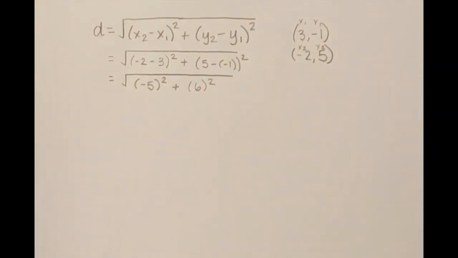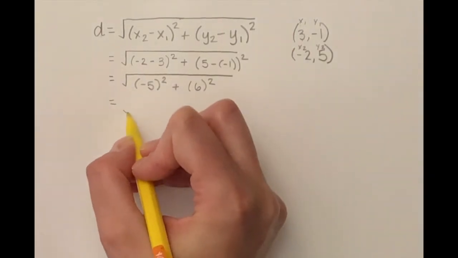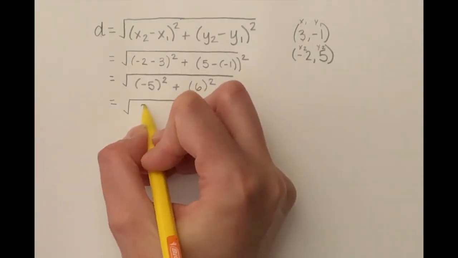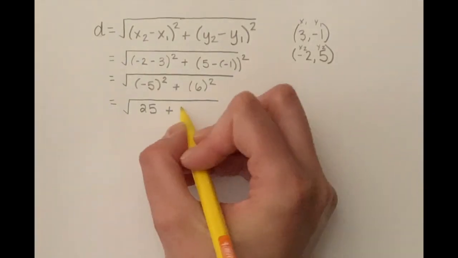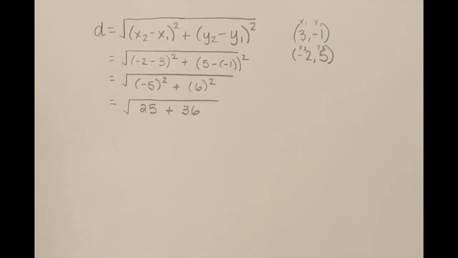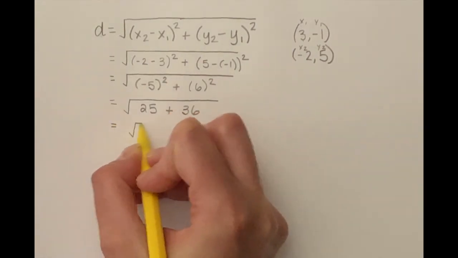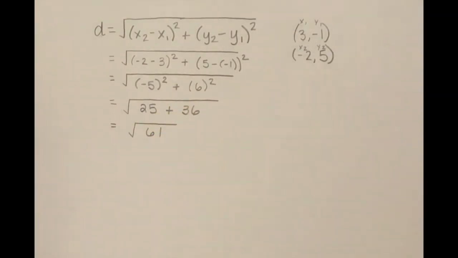So far, so good? Let's keep going. Now we're going to square what's inside of those parentheses. So the square root's coming along. -5 squared, -5 times -5 is a +25, plus 6 squared, which is 36. Remember, it's 36, not 12. Then we add the 25 and the 36. So again, I'm going to bring down that square root. 25 plus 36 is 61. Phew, a lot of steps, but not too hard.